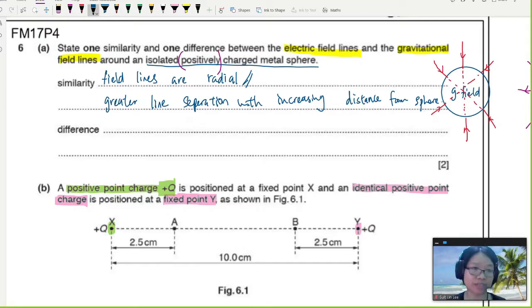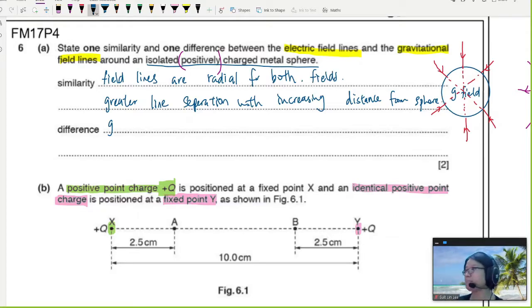What are the differences? One, the lines are pointing inwards for the gravitational field, and the lines are pointed away from the center for the electric field. So you need to write about both. You cannot just point out the gravitational field and then call it a day. You only need to write the similarities once, because it is for both fields.